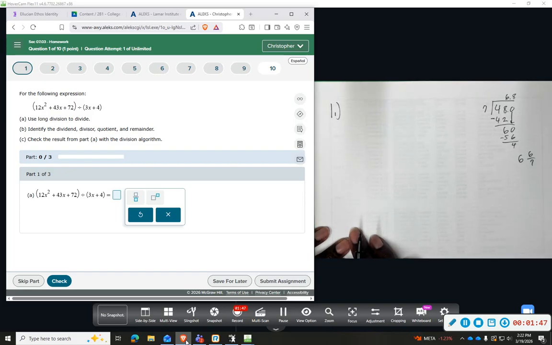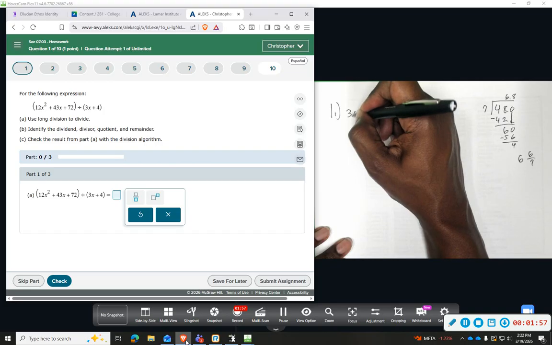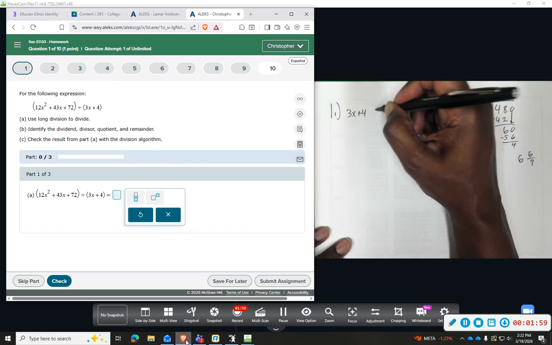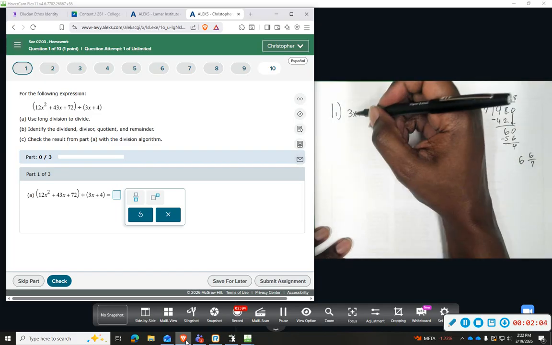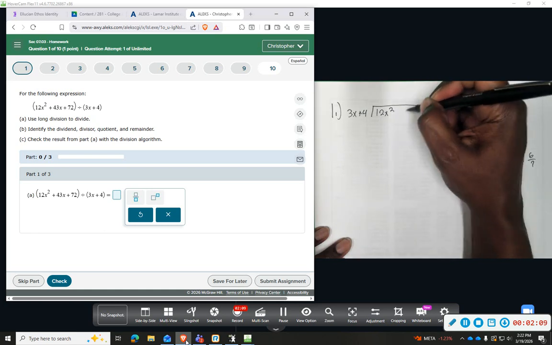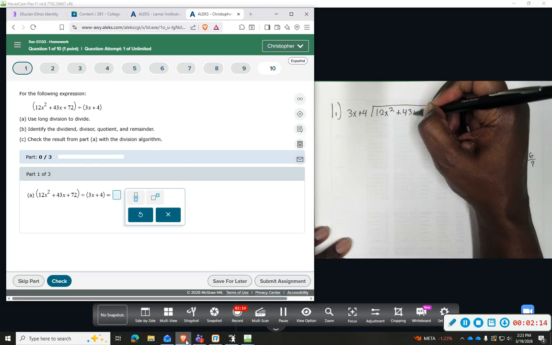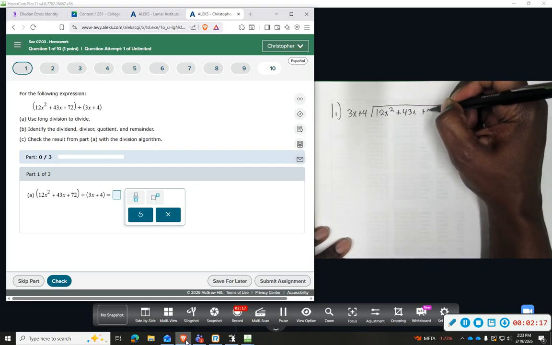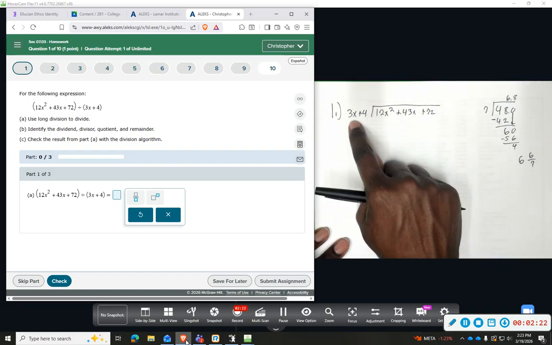So we're dividing 12x squared plus 43x plus 72 by 3x plus 4. So the 3x plus 4 goes outside of the division bar, and then on the inside we put the 12x squared plus 43x plus 72. This is the divisor, this is the dividend, and then we're going to divide these two things.